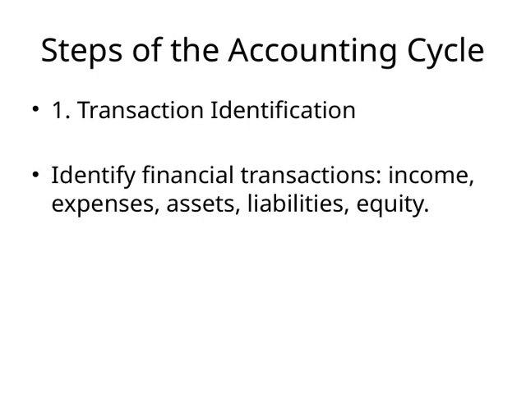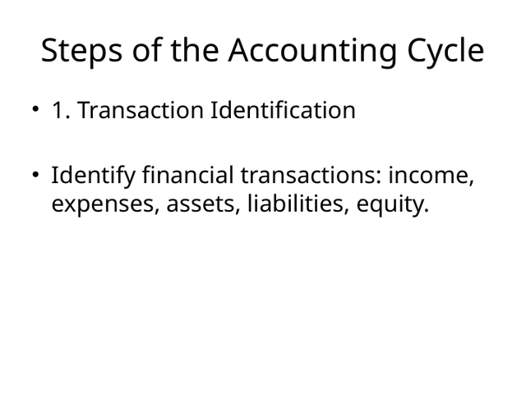Now let's talk about the first step in the accounting cycle, transaction identification. This is where it all begins. Essentially, we're on the lookout for any financial activities that happen within the business. These include income, which is money coming in, expenses or money going out, as well as assets, which are resources the business owns, liabilities, meaning what it owes, and equity, or the owner's interest in the company.